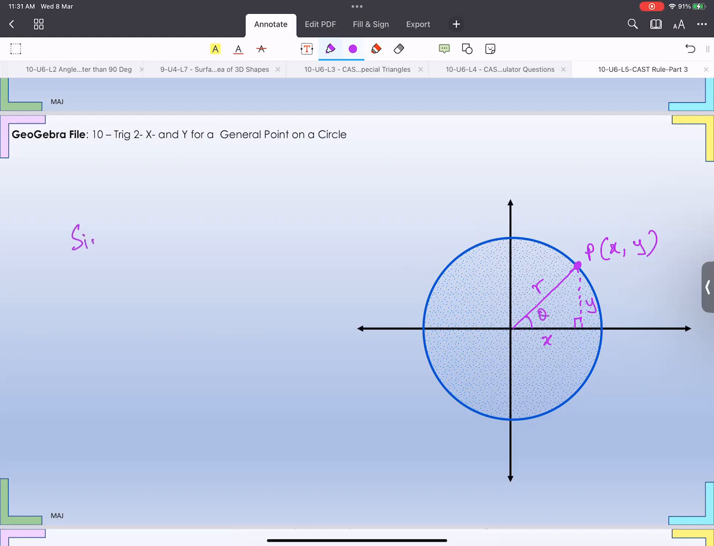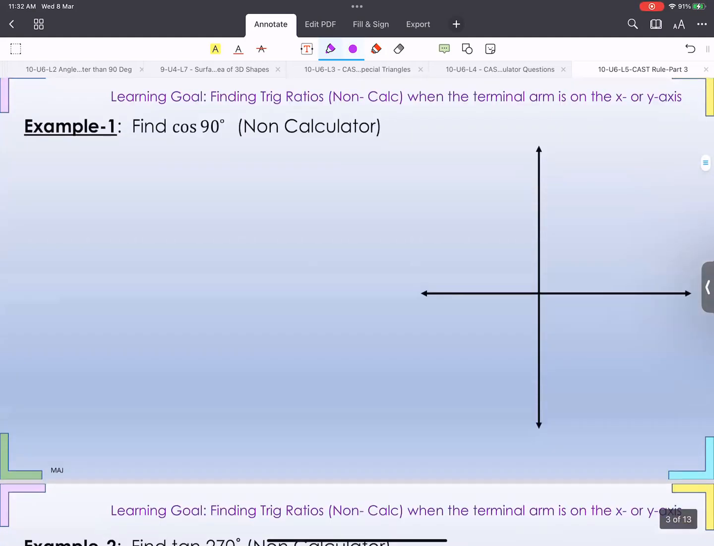So we know sine theta is opposite over hypotenuse, so that's got to be Y over R. Cos theta is adjacent over hypotenuse, so that is going to be X over R. And tan theta is opposite over adjacent, so Y over X. Now, you got to remember this because we are going to be falling back on this time and time again, all right? So sine theta is Y over R, cos theta is X over R, and tan theta is Y over X.